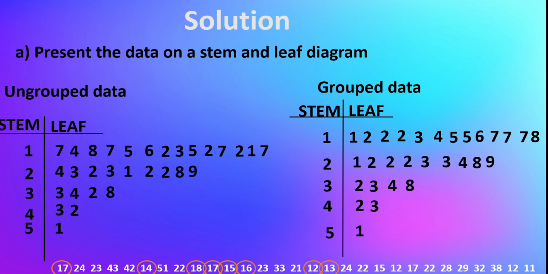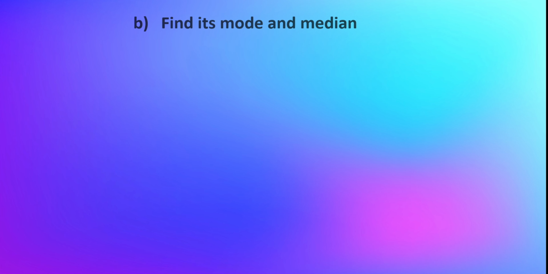Now that we have represented our data on a stem and leaf diagram, this is the stem and leaf diagram that we were told to do. Now we move on to find the mode and the median.